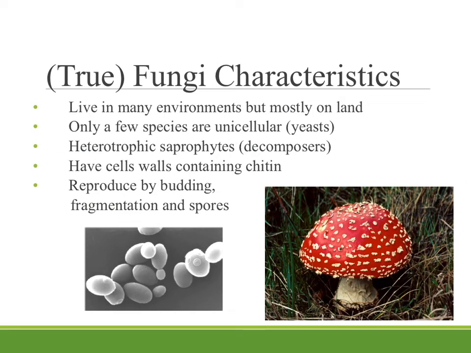True fungi are moving us now into the other category of eukaryotes. True fungi can be found in many environments, but we find them mostly on land. And really, there are only a few that are unicellular, and we just call them yeast as a general common name. Again, as I said earlier, there are about 1,500 different species of yeasts.